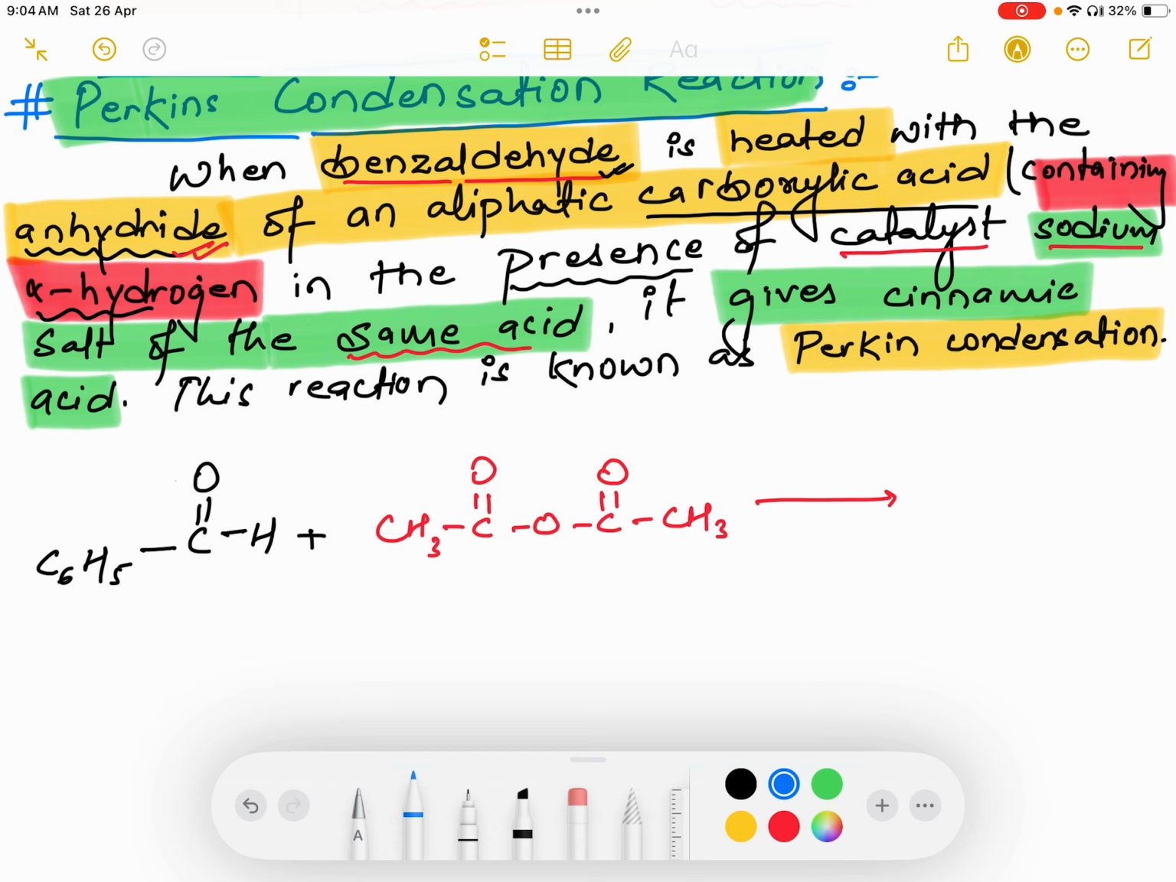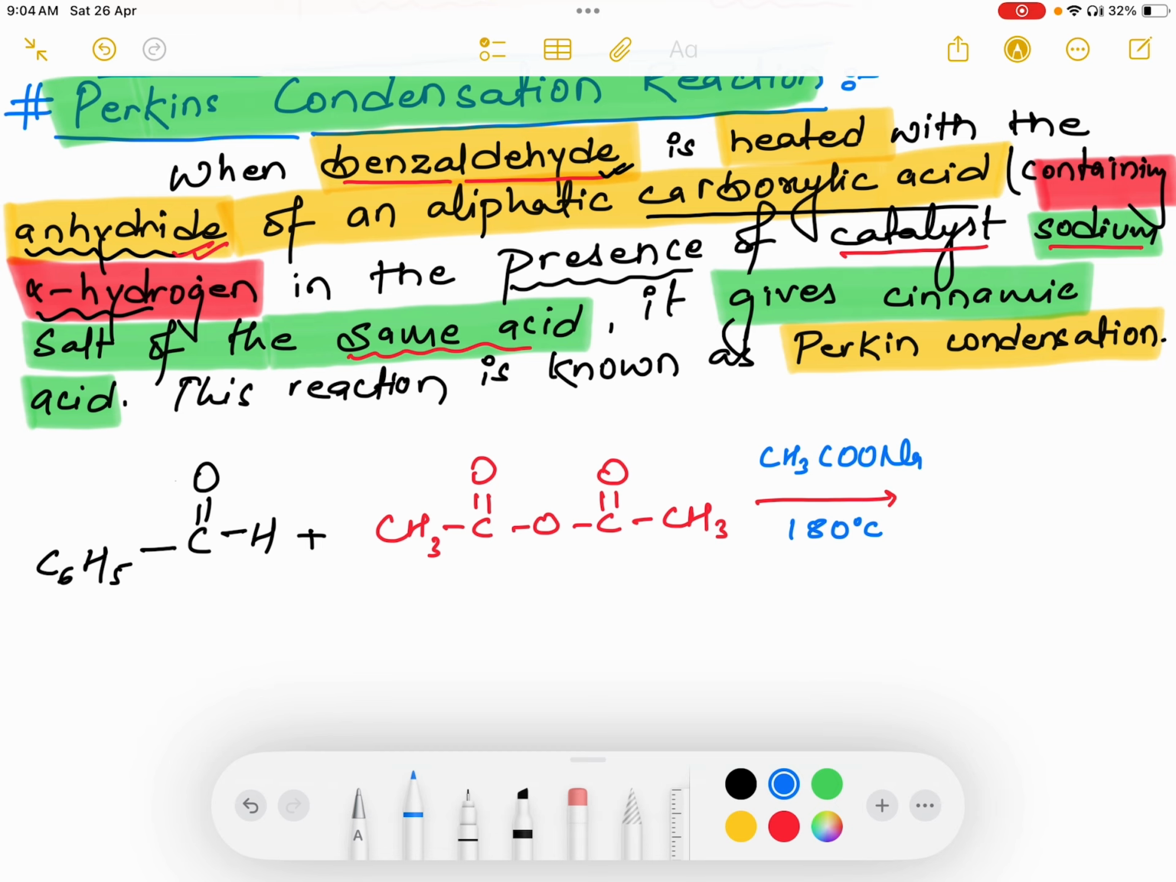Next, it is saying the reaction takes place in the presence of a catalyst. What is the catalyst? The sodium salt of the same acid. My acid was CH3COOH, so instead there will be CH3COONa, because it says sodium salt. And it needs to be heated at a temperature of 180 degrees C.